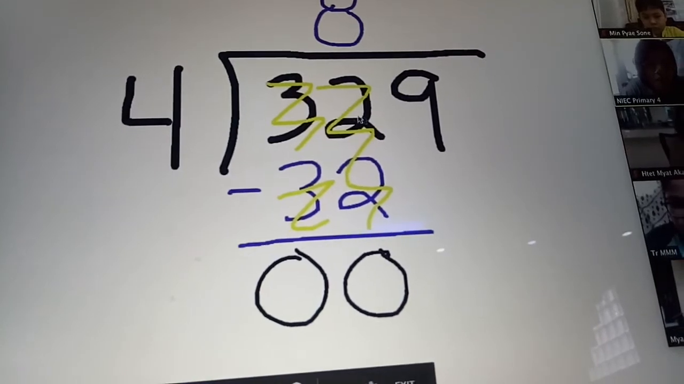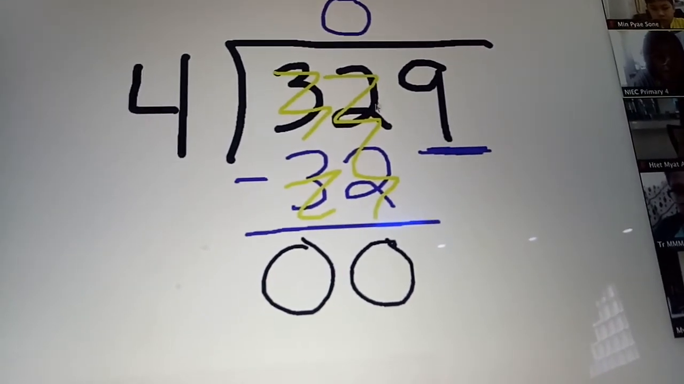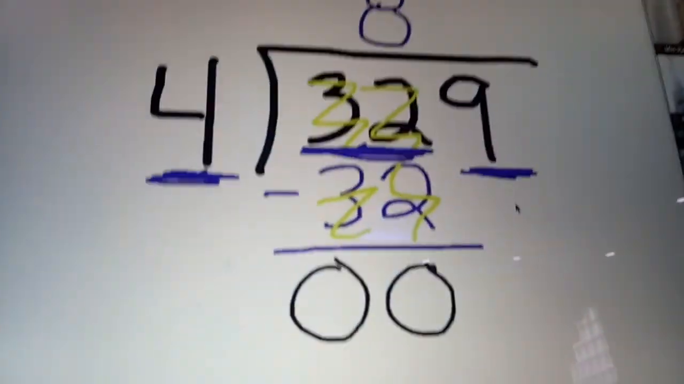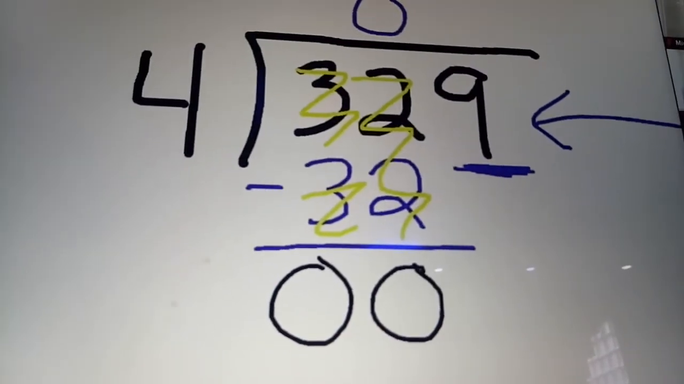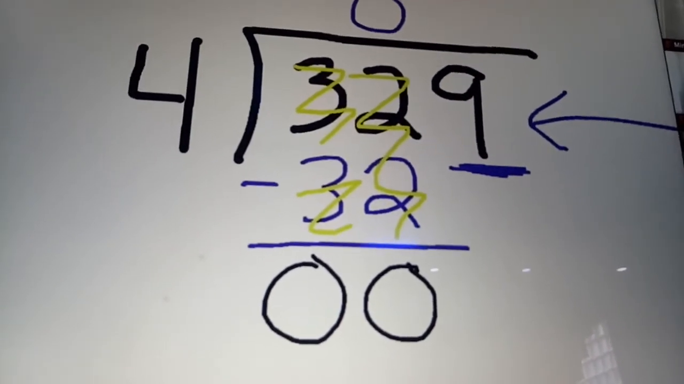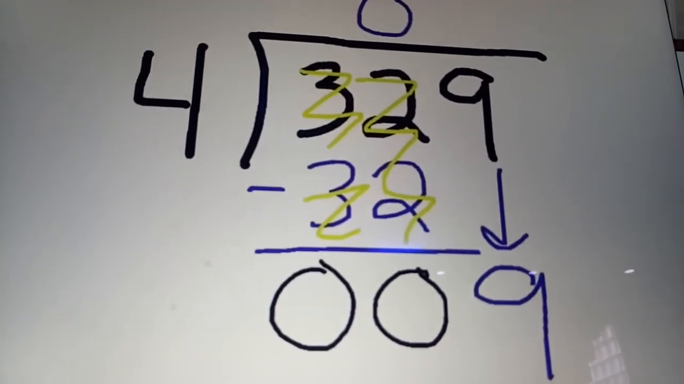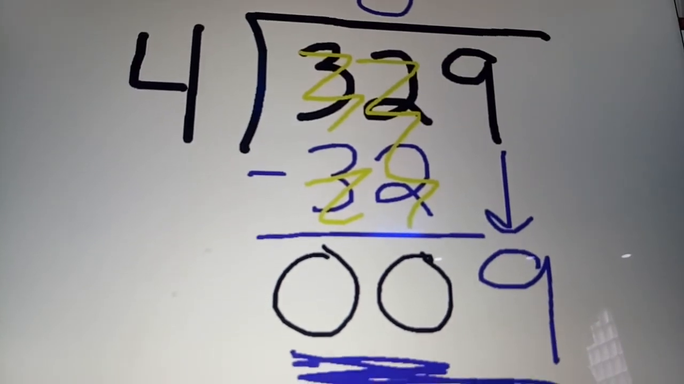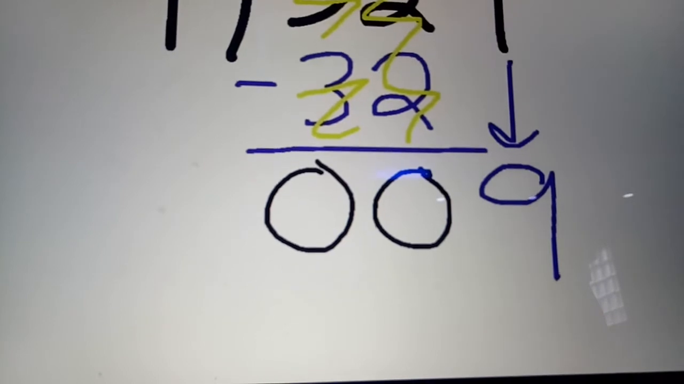Now look at 9 here. He's all alone. We looked at 4 by 32, but that leaves this 9 all by himself. So we're going to bring our 9 down. So we draw an arrow and put a 9 right down with these zeros here. So now we have this spot down here with our 9. What we need to do now is this.